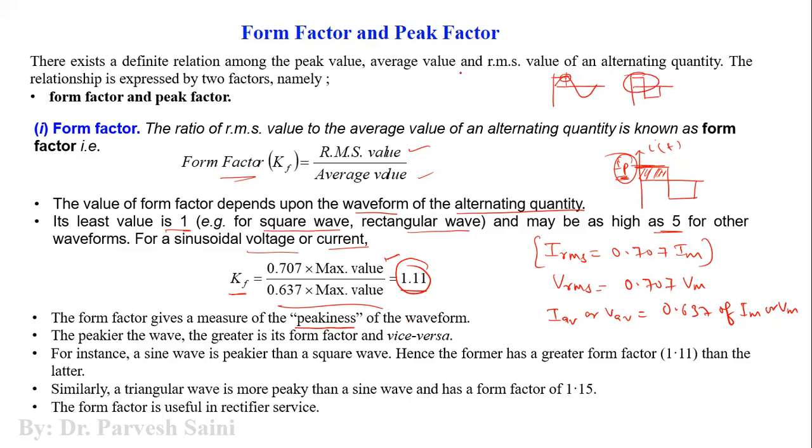And if you compare a triangular wave with a sine wave, so triangular wave is more peakier than the sine wave. So it has a sharp peak here. Sine wave doesn't have a sharp peak, and square wave or rectangular wave is quite flat at the top. So, for instance, a sine wave is peakier than this. Okay, so the purpose of form factor, or use of form factor, is basically in the rectifier services, means the rectification of the signals, alternating quantities.